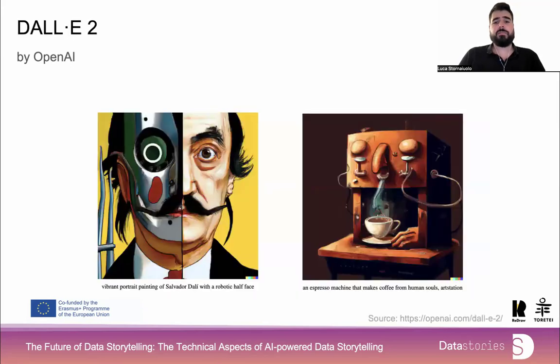Another tool from the same company is DALL-E 2. This tool is able to generate new images from text. Of course, the aesthetics depend on the dataset that OpenAI employed to train the AI model. And in this tool, you can try to play with image generation, but also inpainting and outpainting of a single image, and you can obtain image variations.